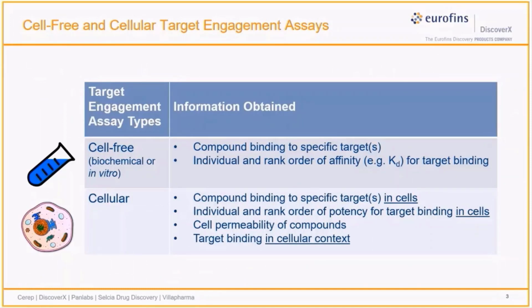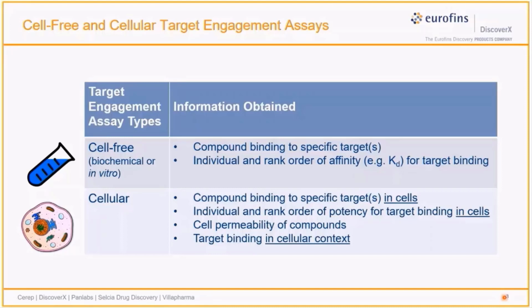Target engagement assays come in two general types, cell-free or biochemical and cell-based or cellular. For both cell-free and cellular target engagement assays, we get information about binding affinity to specific target proteins or sometimes multiple targets. We get this for one or more compounds. Analysis of multiple compounds allows generation of rank order of target engagement information, or rank order of binding, affinity, or potency.